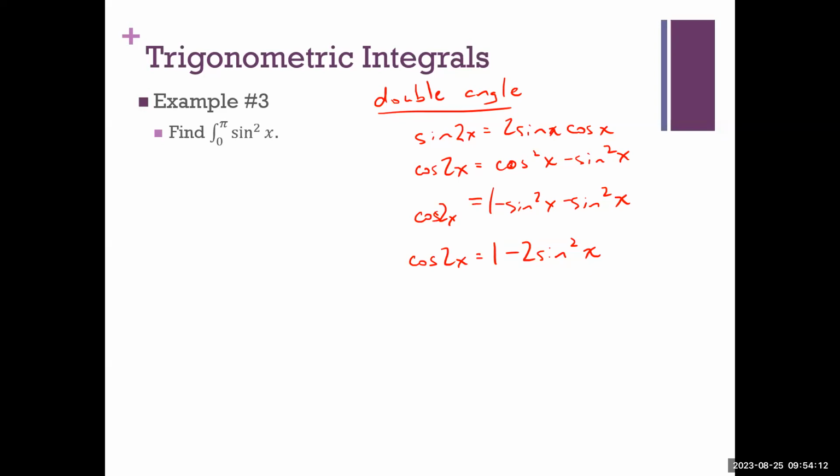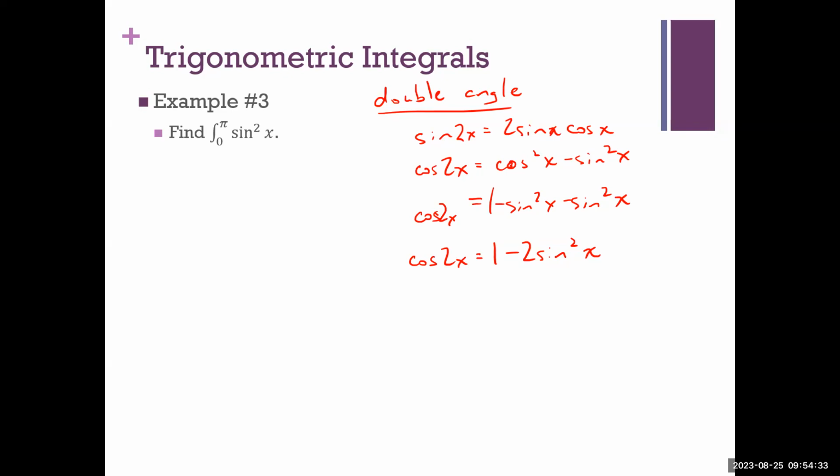So we don't have time. Let's at least talk about what we would do and then we'll finish it up on Monday. So that double angle identity: cosine of 2x is equal to cosine squared x minus sine squared of x, which is also equal to 1 minus 2 sine squared of x, which is also equal to 2 cosine squared x minus 1.